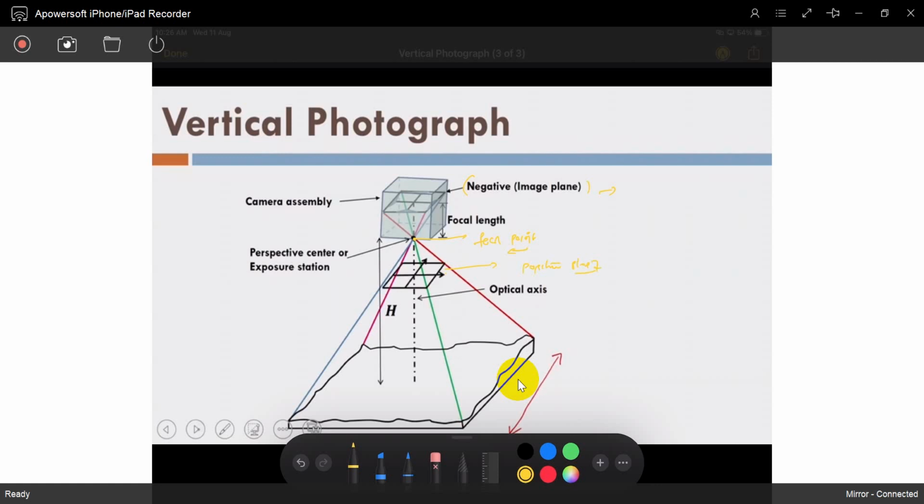That's why we have taken exactly the same focal length. So this is the focal length. Observe it, you will get an exactly negative image. This point comes to this point. This point comes to this point. These 2 points will get these 2 points. Understood? It's a camera assembly, perspective center or exposure station, negative image for optical length. It's the focal length. So this point is the principal point.